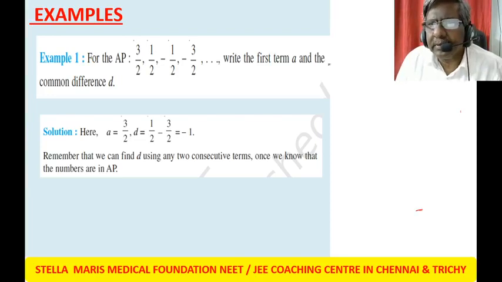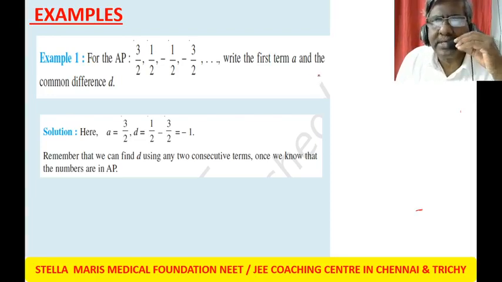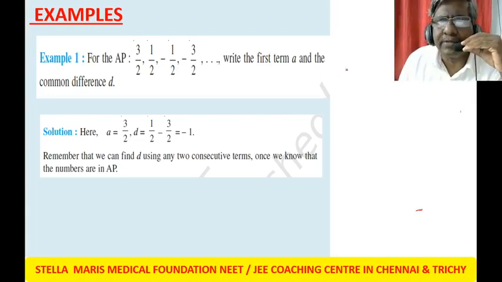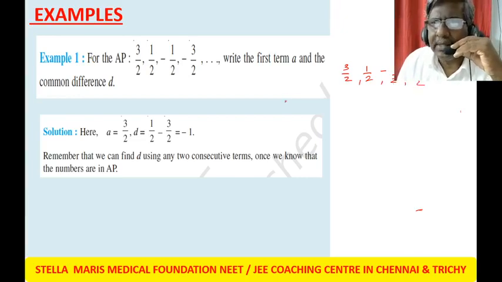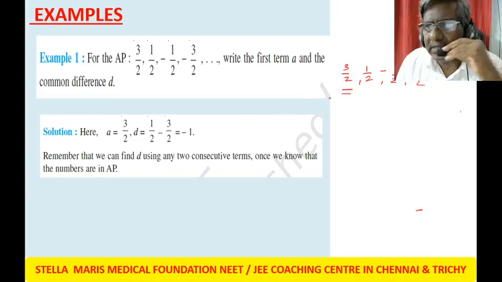See here, for this AP they say write the first term and the common difference. The terms are 3 by 2, 1 by 2, minus 1 by 2, minus 3 by 2. There are four terms. They are asking you to write the first term. You know the first term is 3 by 2.